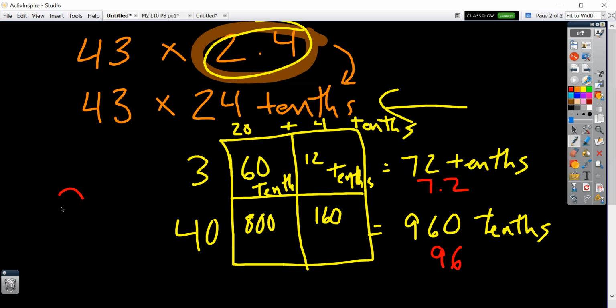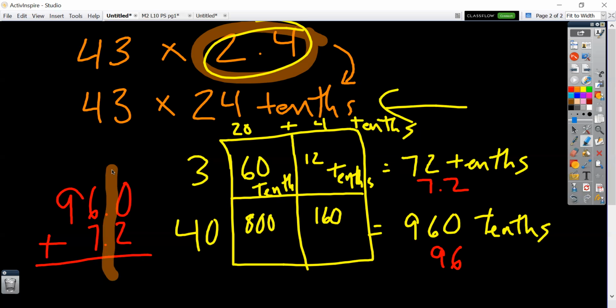Well, now I just need to add 96.0 plus 7.2. Remember, when we were practicing our addition of decimals, we needed to make sure that those were lined up. And then I can go ahead and just add my work, 103 and 2 tenths.